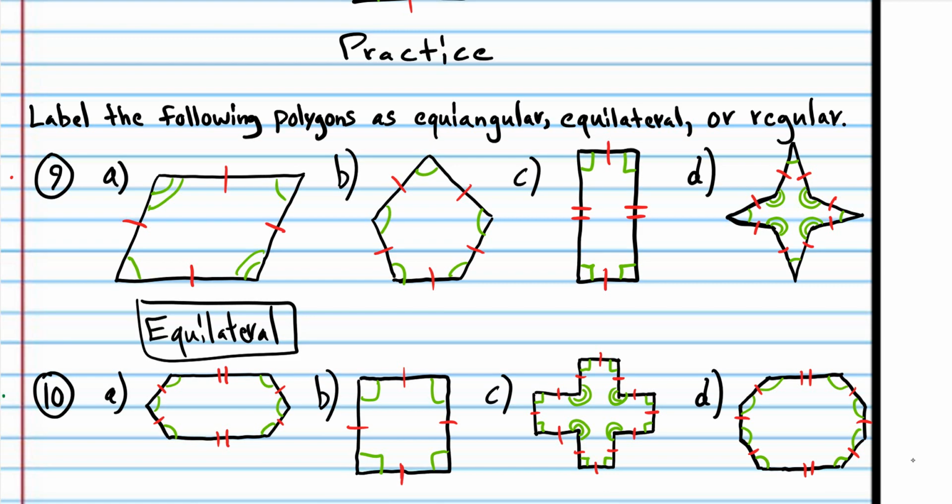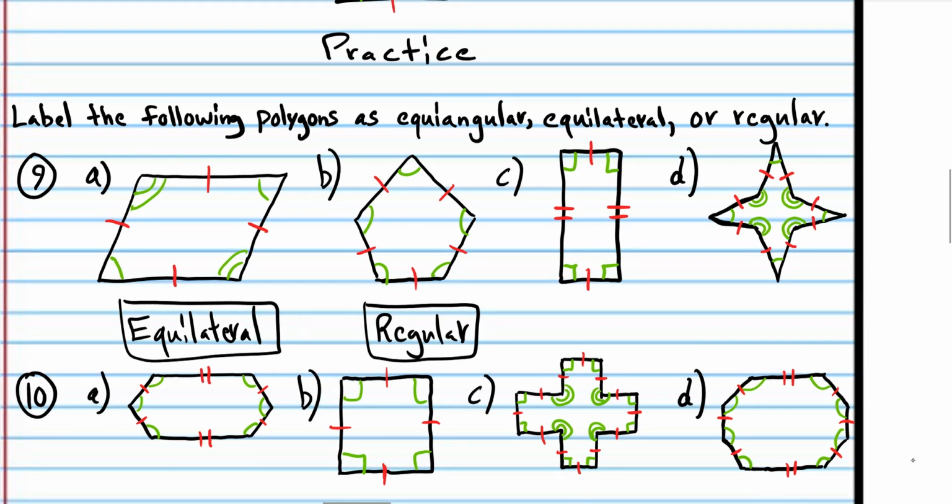Now in this case, all the angles are single arc green angles, and the sides all have that red mark on them, so this is a regular polygon, meaning all the sides are congruent and all the angles are congruent.